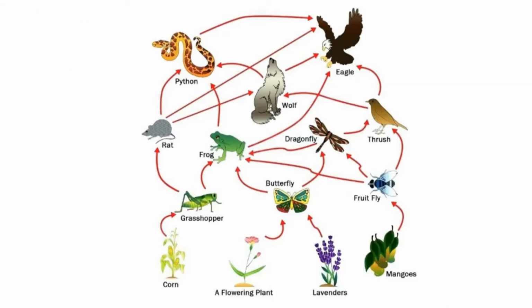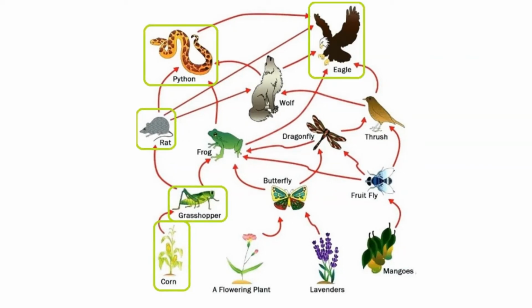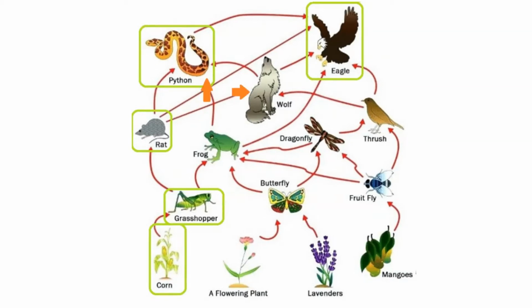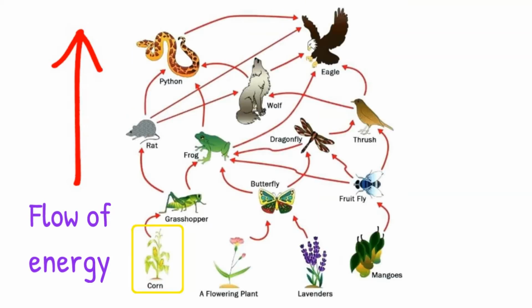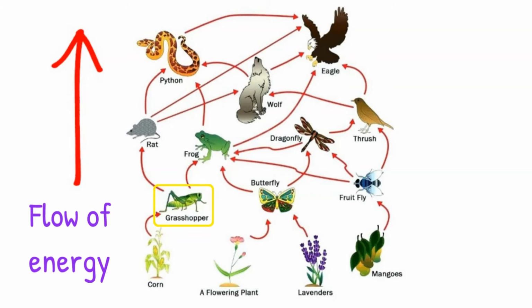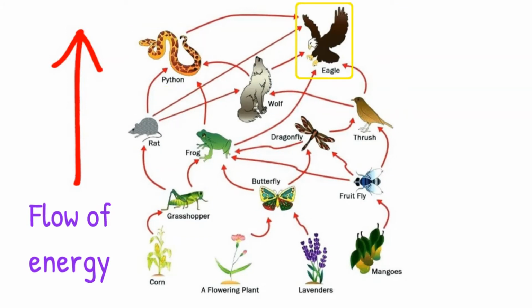Here is an example of a food web. Now, as you can see, this is a great number of food chains interconnected together. Looking at an example, corn, grasshopper, rat, python, eagle as one food chain, you can see that it actually has a number of offshooting arrows or incoming arrows showing the flow of energy. In the scenario, corn, grasshopper, rat, python, eagle, the arrow shows the energy passing from the corn to the grasshopper, from the grasshopper to the rat, from the rat to the python, and the python to the eagle.